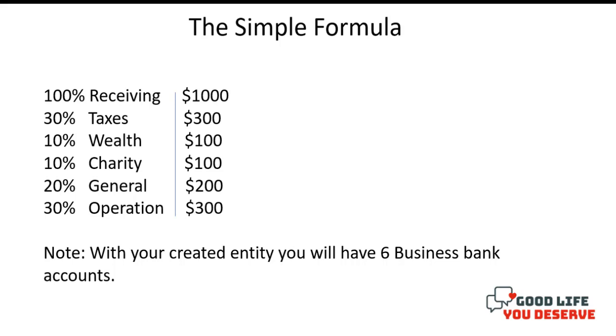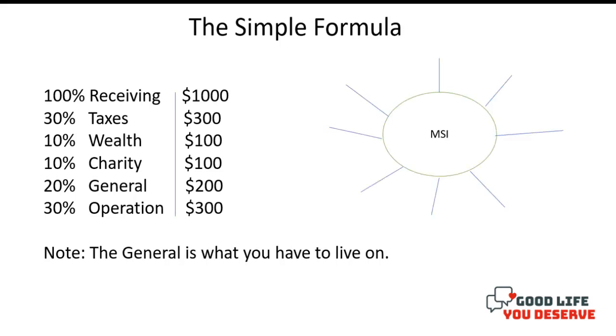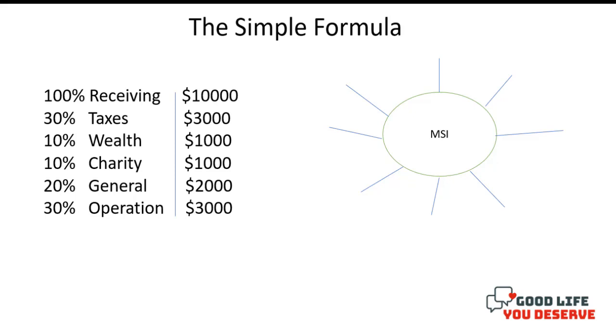Now let's take a look at the general. This general actually can be a personal account, but this general is going to be your living expenses. That's what you're going to be living off of. That's going to be your net after you determine what your lifestyle is. Now, I'm just using this as an example because you're only bringing in $1,000 a month. And as I mentioned before, all this income is going to come in from your multiple streams of income.